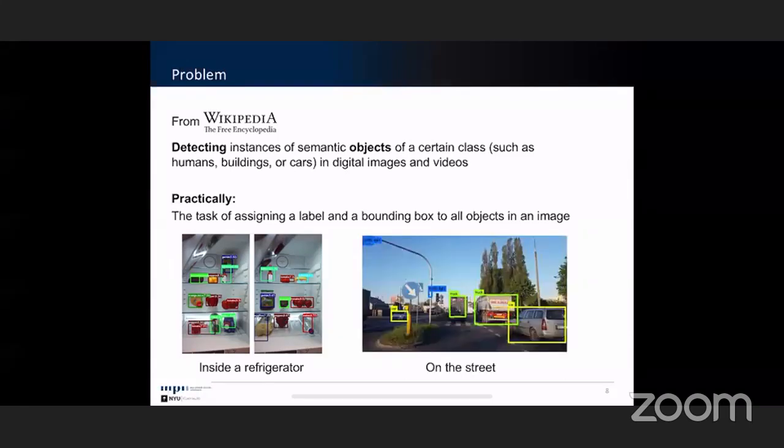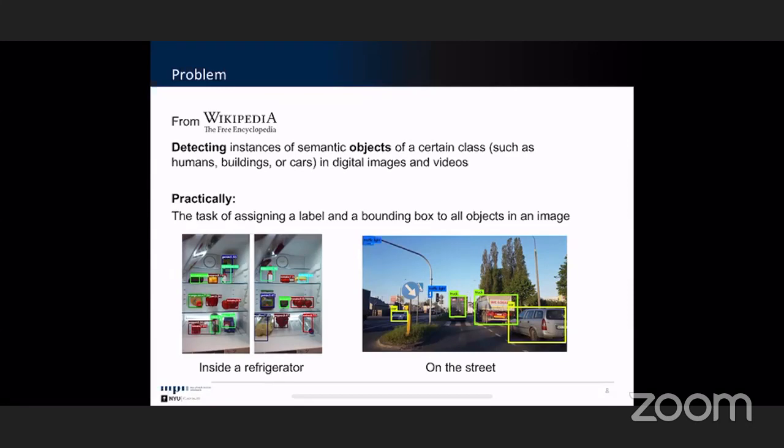So it can be either inside a refrigerator or on the street. On the street, you want to put boxes around each vehicle and label it, like either a car or a truck, or around different traffic signs and so on and so forth. So this is what object detection is.